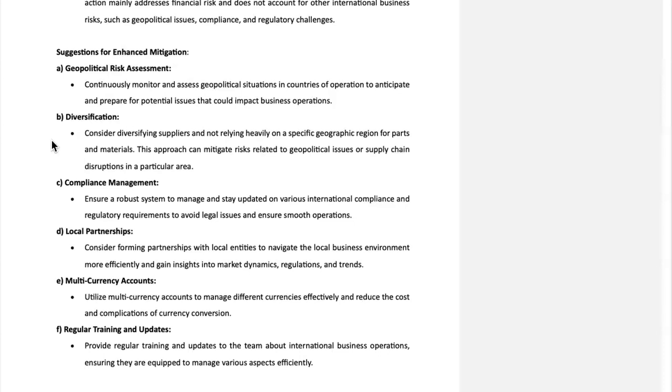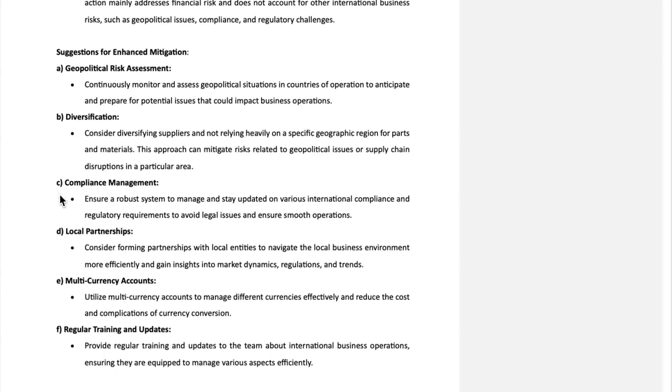Then the second option which we can adhere to is with regards to diversification. We can consider diversifying suppliers and not relying heavily on a specific geographic region for parts and material. Because if there is some type of political upheaval and one of our suppliers is affected and ends up not having the capability to supply to us, we are stranded as a company. So in order to avoid such a situation, it's better to diversify when dealing with our suppliers.